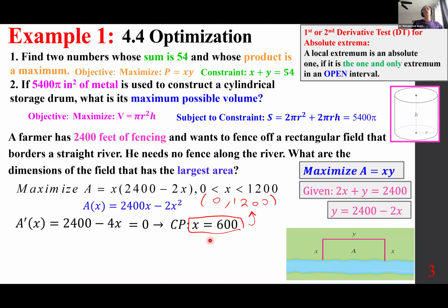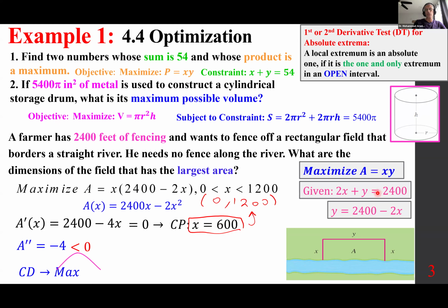So this is not only going to be a local, but absolute. But is it max or min? Well, the second derivative is minus 4. You don't have to evaluate the function at this x, because it is independent of that. You recognize it as negative. That means it's concave down. That means it's a maximum because concave down looks like this. So the maximum occurs when x is 600.